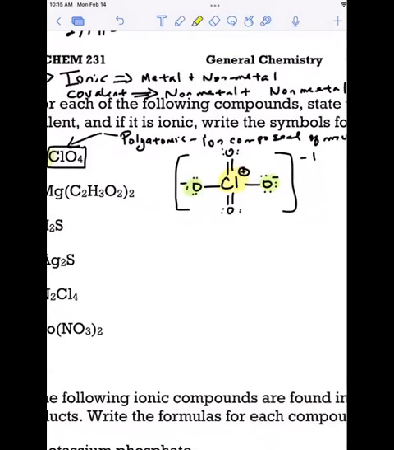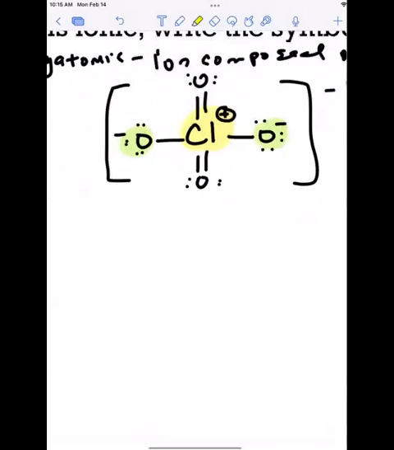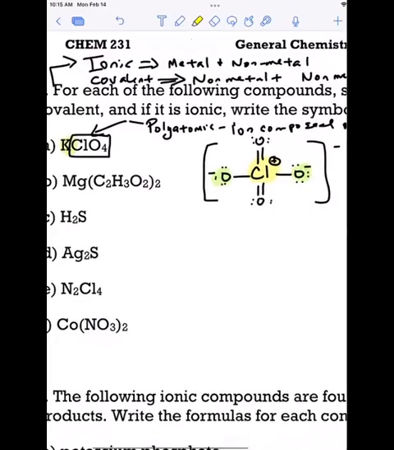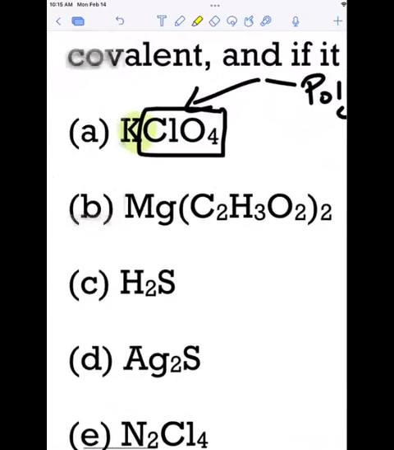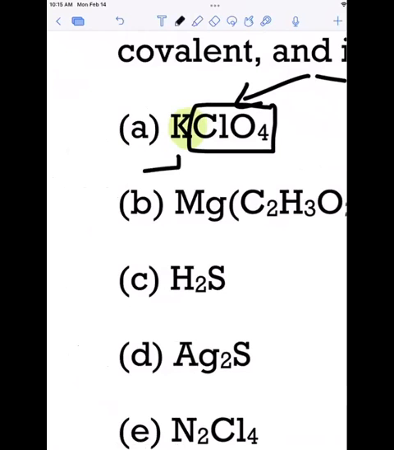So this is why we call it a polyatomic. It's actually a covalently bound molecule that has atoms in it that are covalently bound to one another. But it has a charge of -1. And so when we look at this, the K is potassium. That's off the periodic table. That's a group 1 element.